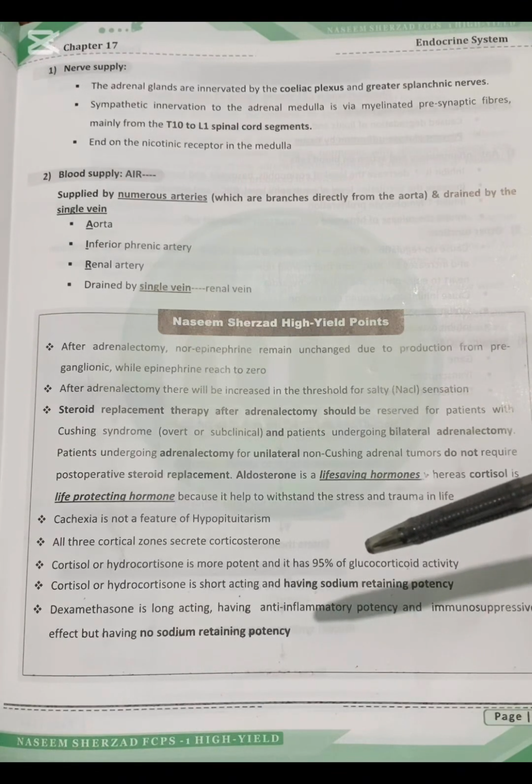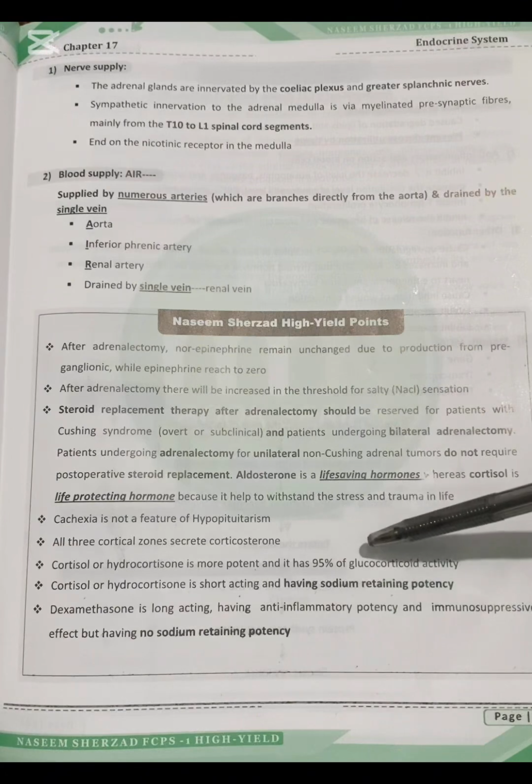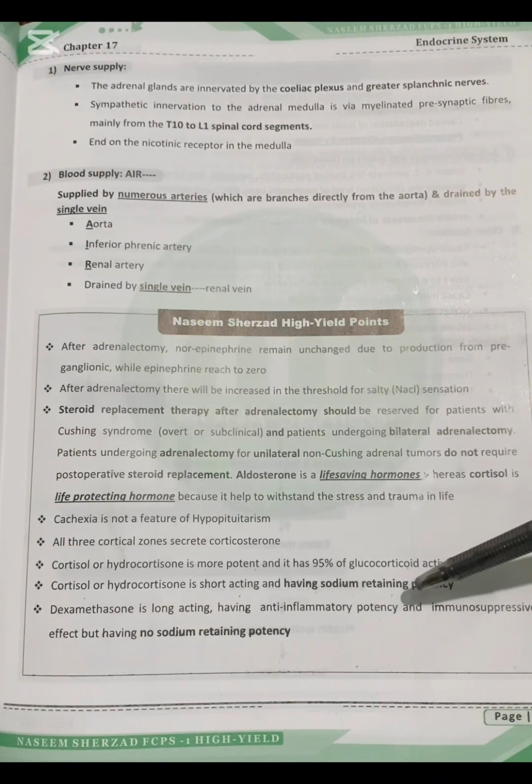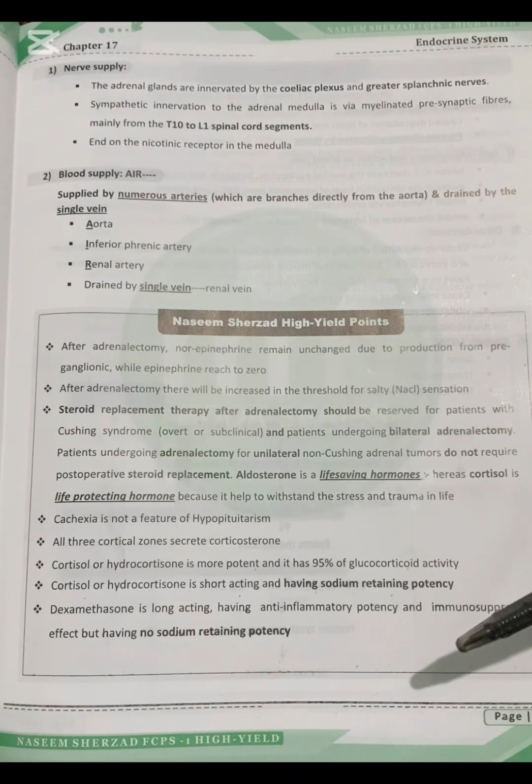As I have mentioned, all three cortical zones secrete steroids, and cortisol or hydrocortisone is more potent, and it has 95% of glucocorticoid activity. Second, it is short acting and it has a high sodium retaining potency. If we compare this with dexamethasone, it is long acting, it has anti-inflammatory potency and immunosuppressive effect, but no sodium retaining potency. So this differentiation is important.